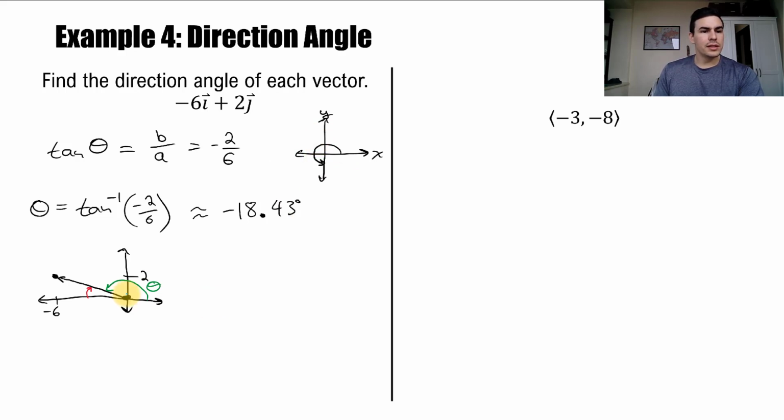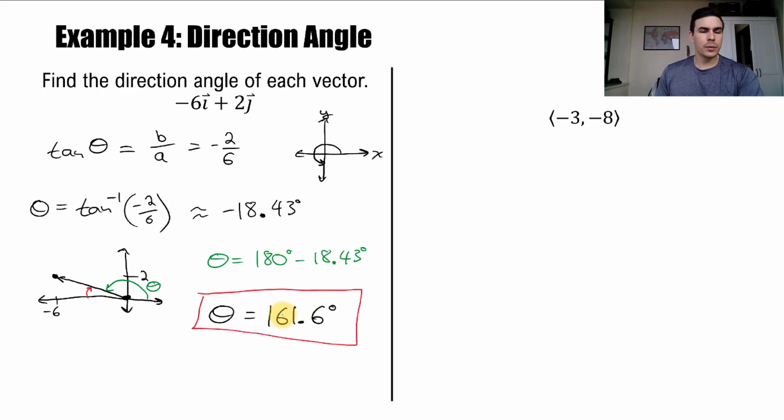So knowing that this is going to yield 180 degrees total, if I add this theta with this little red angle that we just found, then I can just subtract 18.43 from 180, and I find that theta is equal to 161.6 degrees, right? So with that same thought process, go ahead and try this one.